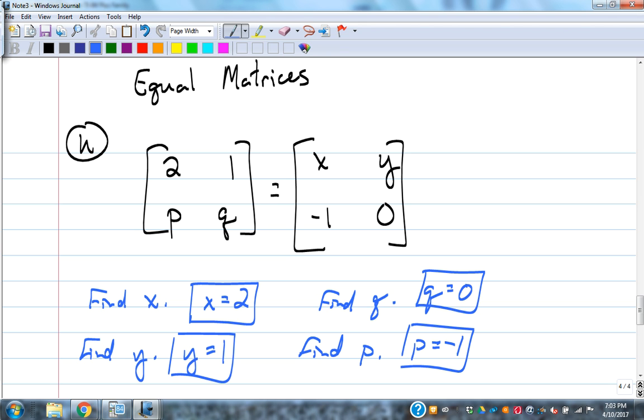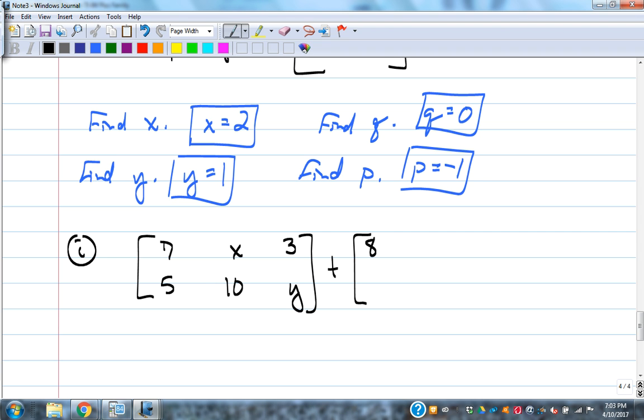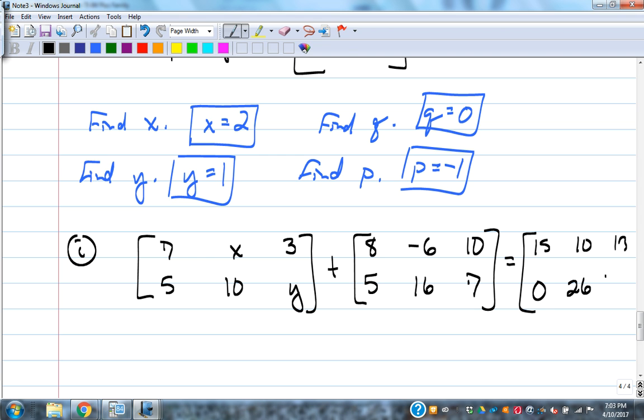Corresponding parts are equal. Now, this is a very, very simplistic example. We're about to get to one that's not as simplistic. But the idea is that the corresponding parts go together for whatever variable you're looking for. So when we look at one like this, 7, x, 3, 5, 10, y, plus another matrix, 8, -6, 10, 5, 16, 7. And then we have a third, and it's equal to this other matrix. 15, 10, 13, 0, 26, 14.